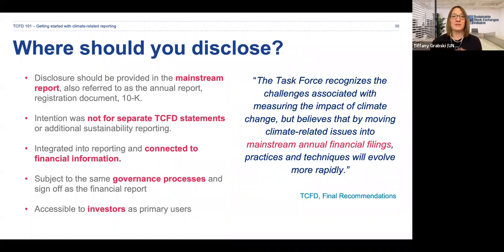Now, a key aspect of why the TCFD really highly encourages this is because then this information also is subject to the same governance processes and sign-off as your financial report. We often get a lot of questions about legal aspects. What are the legal risks of disclosing this information publicly? And what about greenwashing? Can we be accused of greenwashing if we're providing this information? So the key here is if you're providing the recommended disclosures that the TCFD says, so that really gets to what are you actually doing as a company?